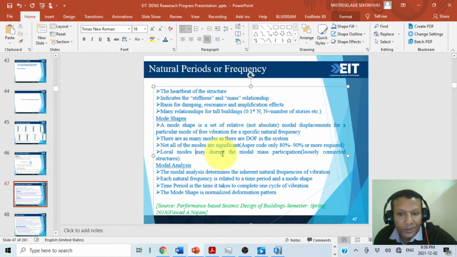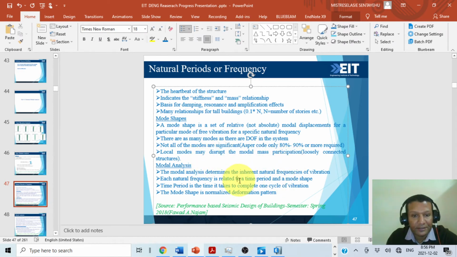So local mode, we have already seen. Modal analysis determines the inherent natural frequency of vibration. We will find the natural frequency and the fundamental time, because at the end of the day we will check for resonance. Each natural frequency is related to the time period and the mode shape: mode 1, mode 2, mode 3, mode 4, and it continues like that.